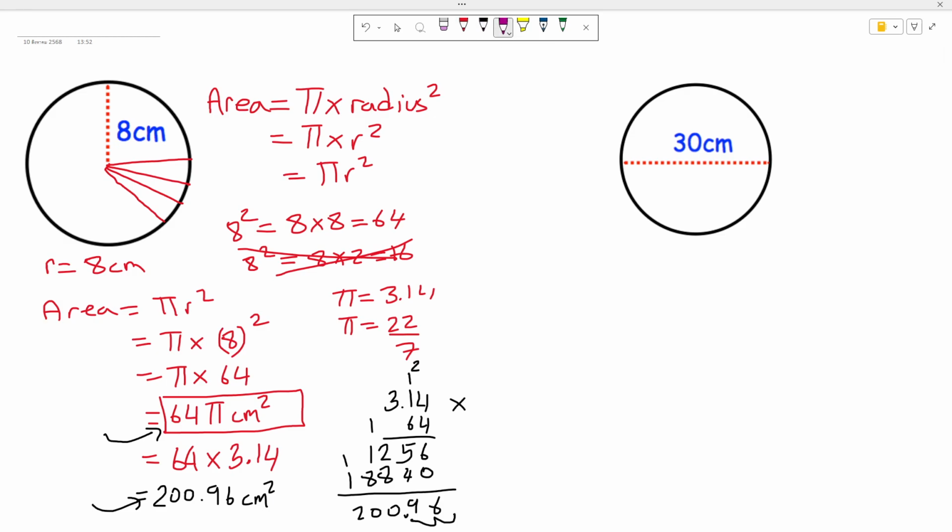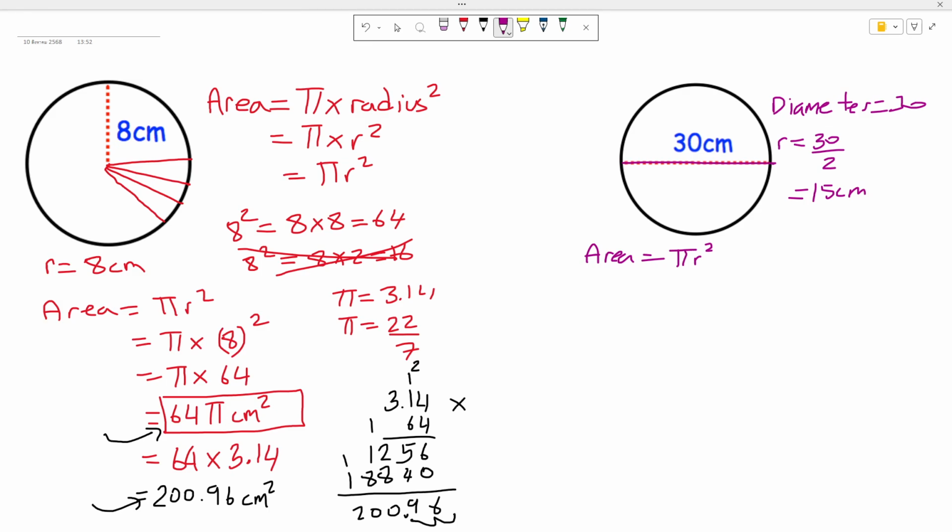Now in question number 2, as you can see, the given part is the diameter. So when we find the area, what do we know? Area is pi r squared. R is the radius. In this case, we know the diameter is 30. Then we've got to find the radius. So the radius will be half of the diameter, which is equal to 15 centimeters. So if given the diameter, do not forget to divide it by 2 to find the radius.